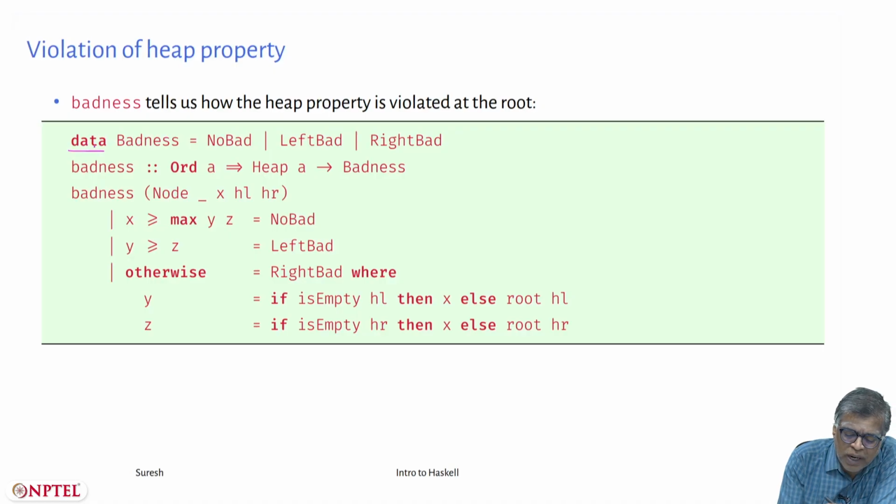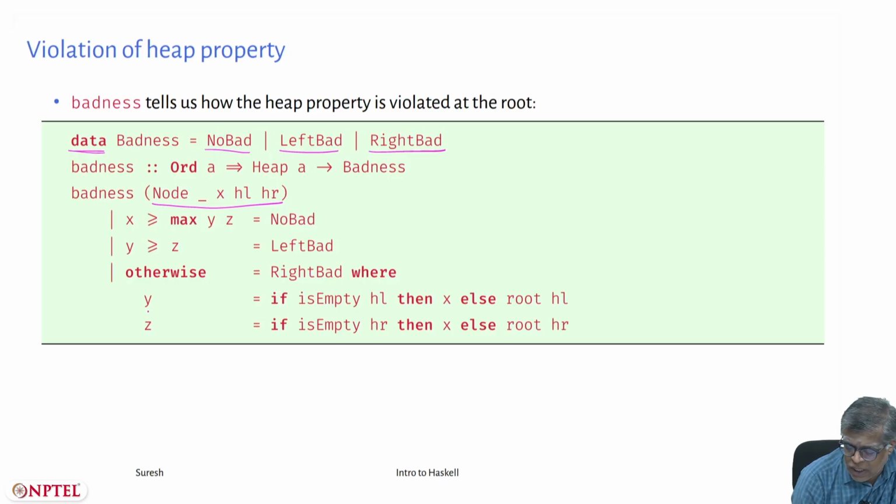I can create a new data type called badness. It has only 3 values, 3 constructors, but they are just 3 values. It's like an enumerated type. No bad, left bad and right bad. And I can calculate the badness for a given heap. So badness of any heap node with root x and HL and HR, if x is greater than or equal to max of y, z, then it is no bad. Otherwise, it means that x is less than max of y, z. If y is greater than or equal to z, then you say left bad. Otherwise, you say right bad.